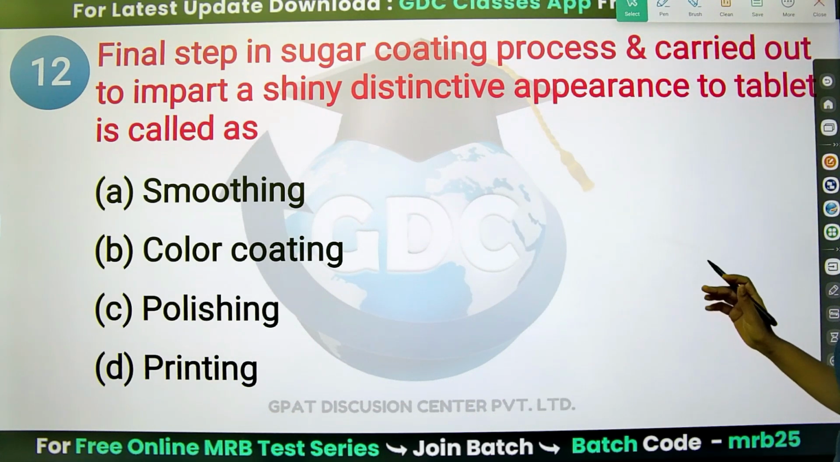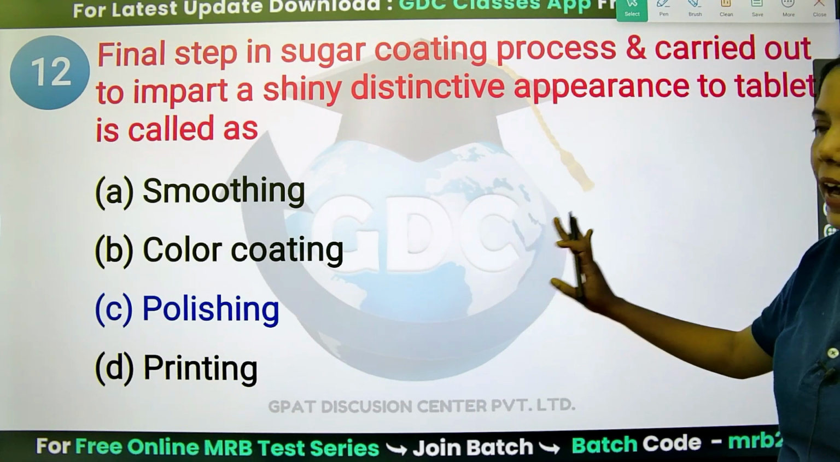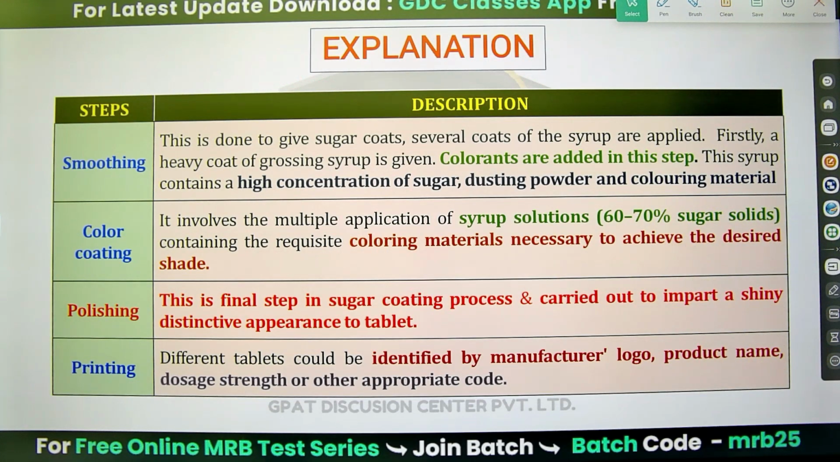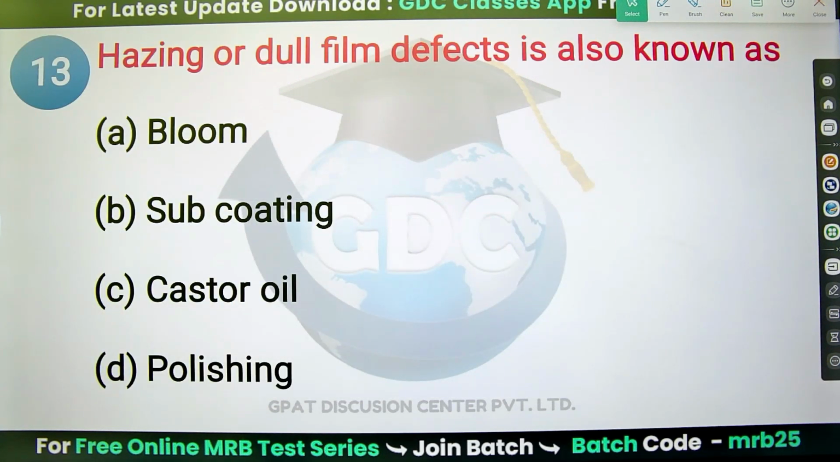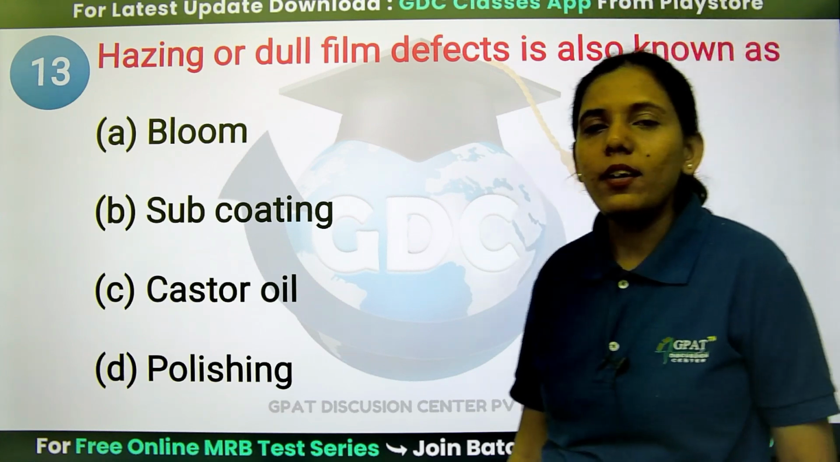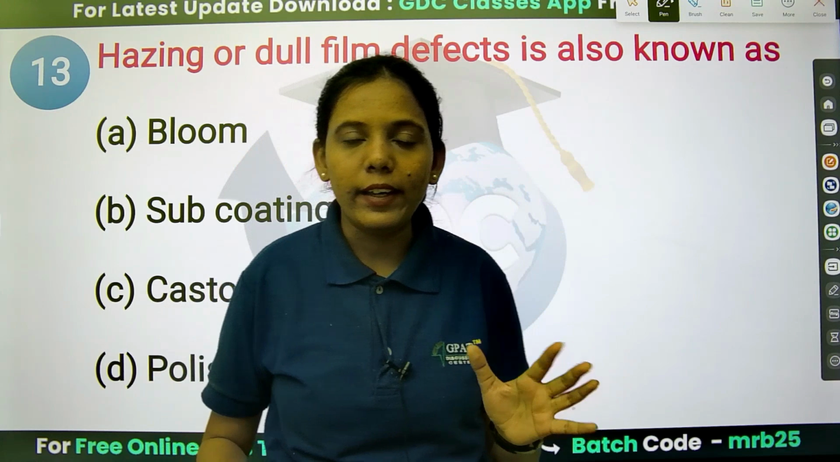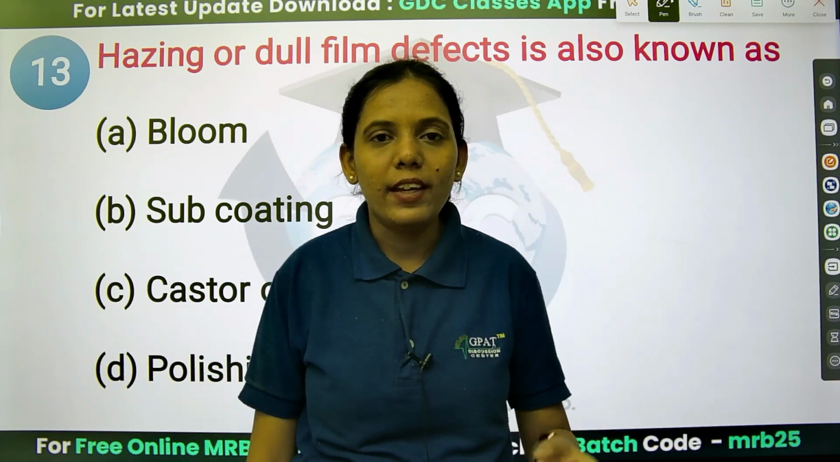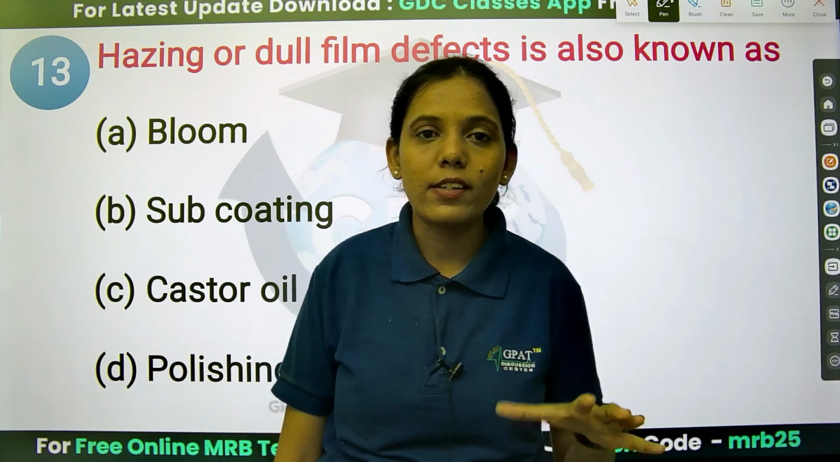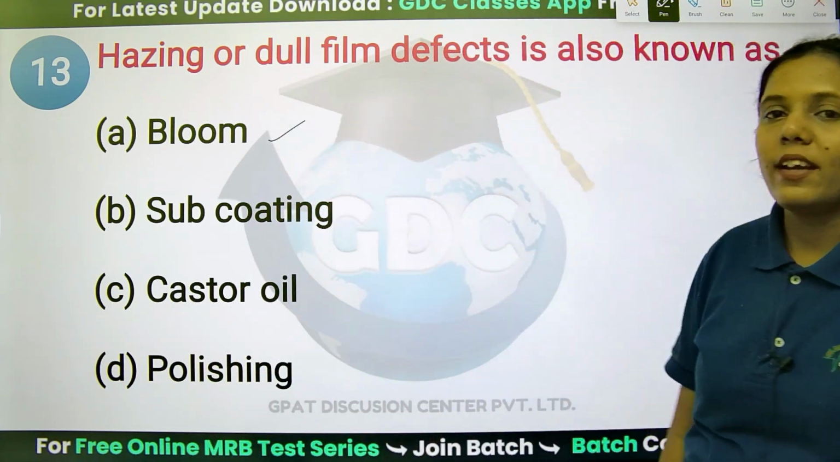So option C, that is polishing, is the right answer. Okay. Polishing is the right answer. Next is hazing or dull film defect is also known as. For example, if you are giving any coating, generally whenever tablets are given coating, they look shiny. But if in case the tablet is not looking shiny, if it is giving the dull effect, we call it a bloom. Okay. Bloom is the defect.